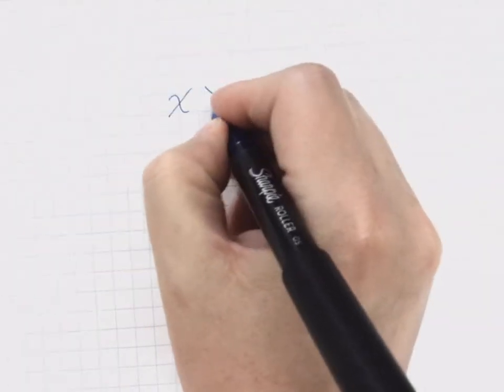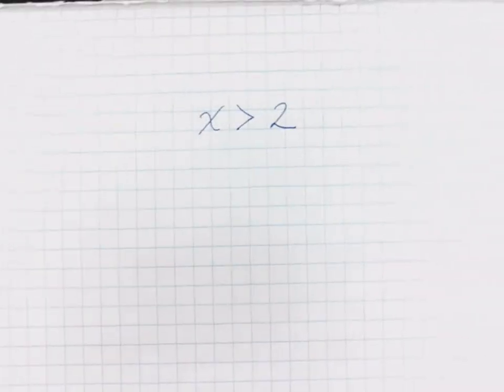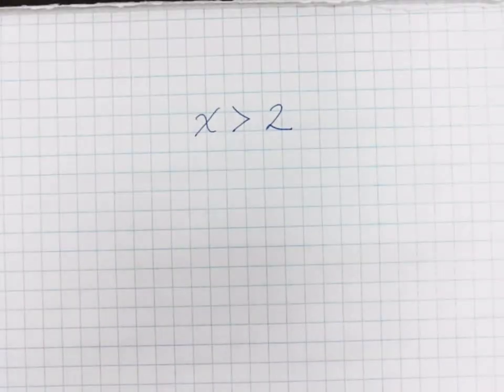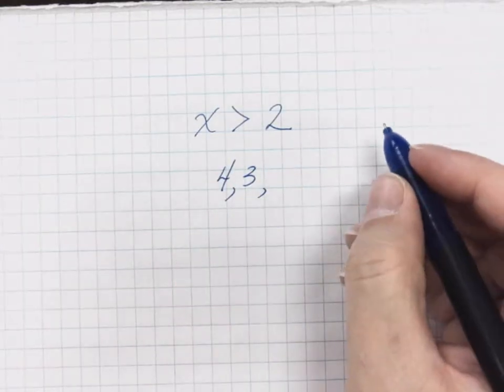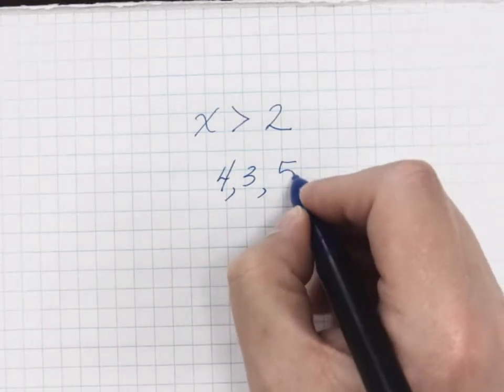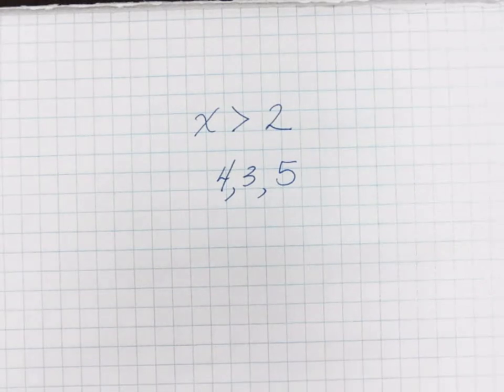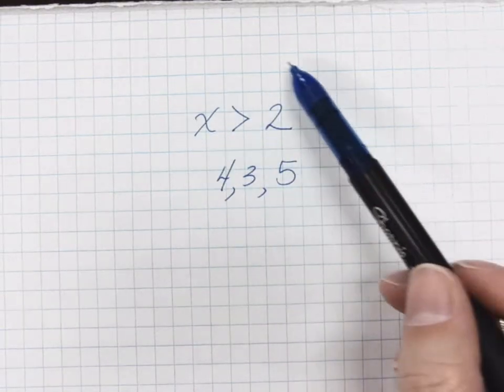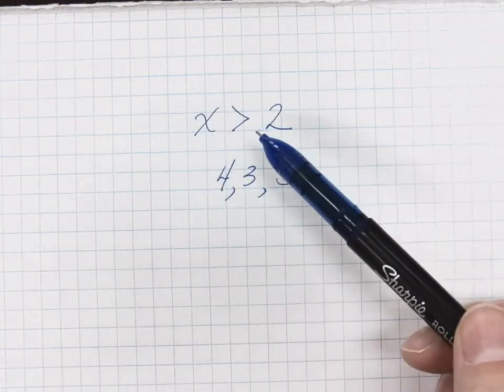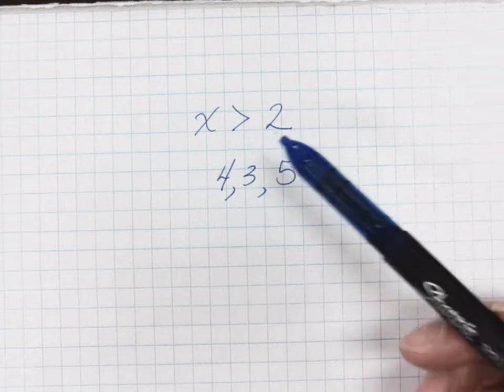If I say X is greater than 2, can you guys all give me a number greater than 2? Give me a number greater than 2. 4, 3, give me one more. 5. Okay, you guys are wild and crazy. Would a million work here? Yes. So right there, we have that. Is 2 a correct answer for this one? No, because X has to be greater than 2.